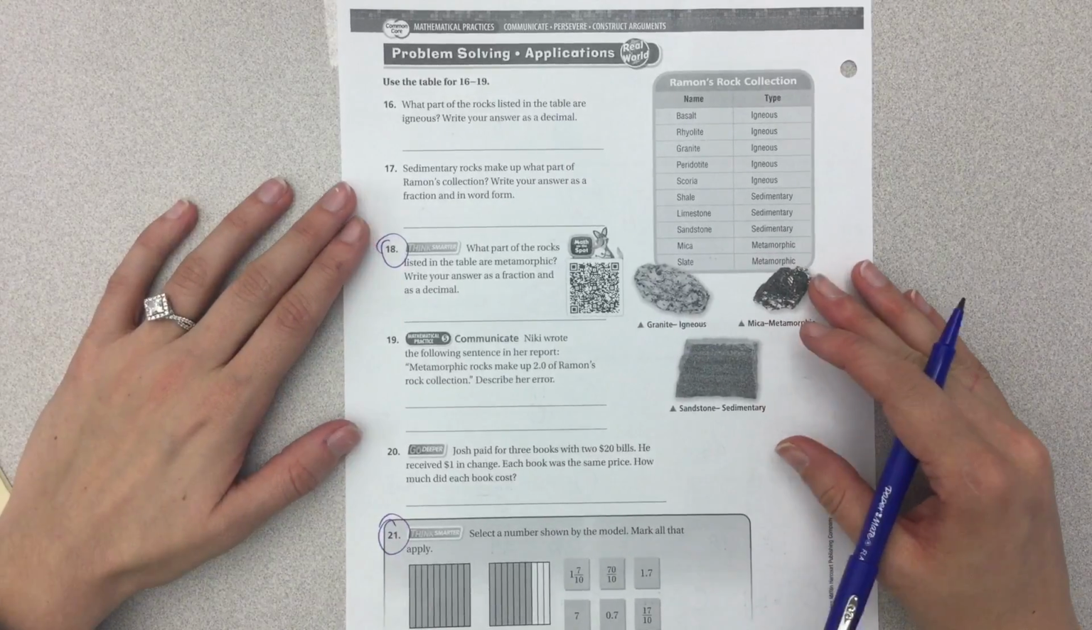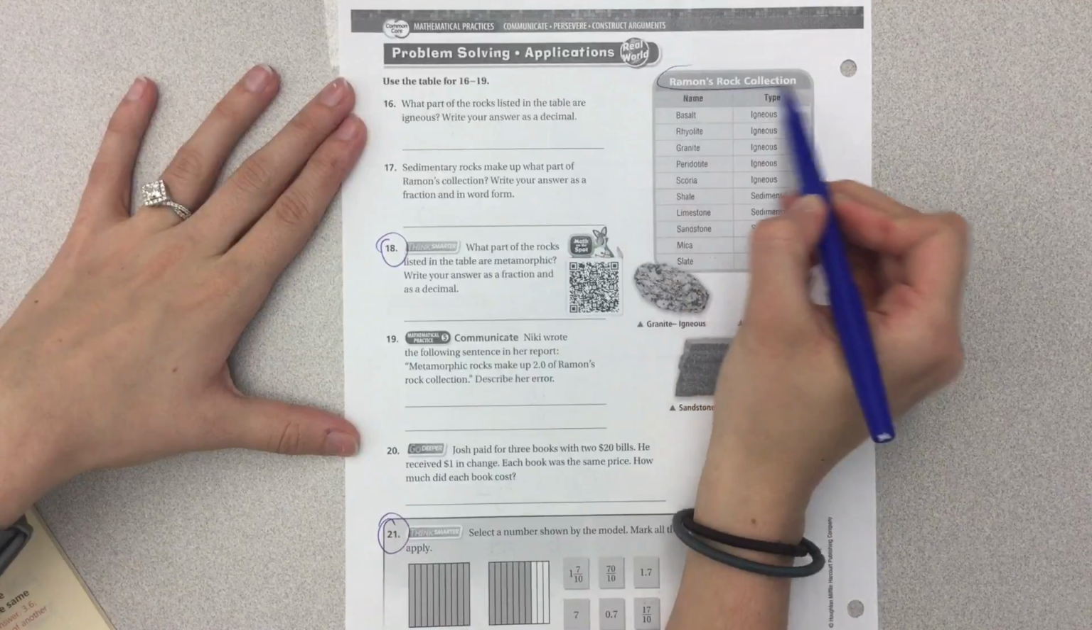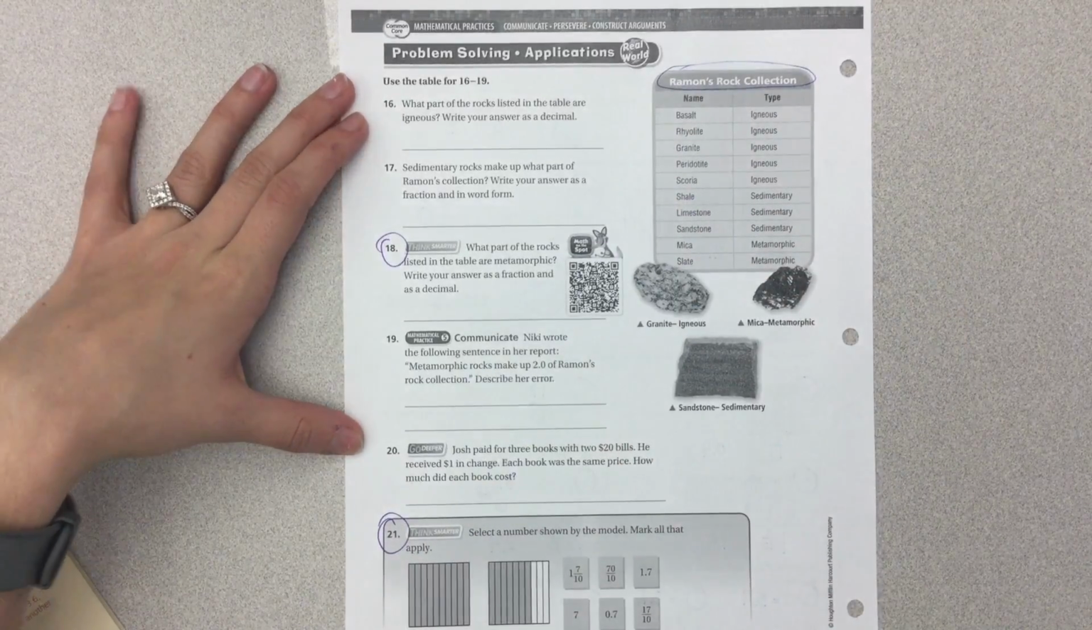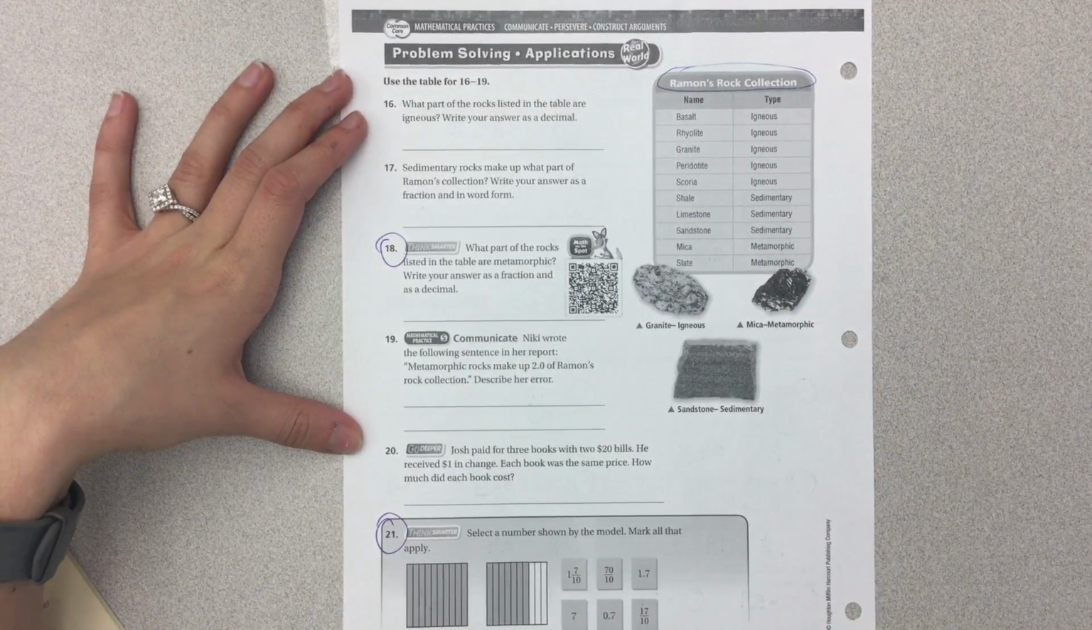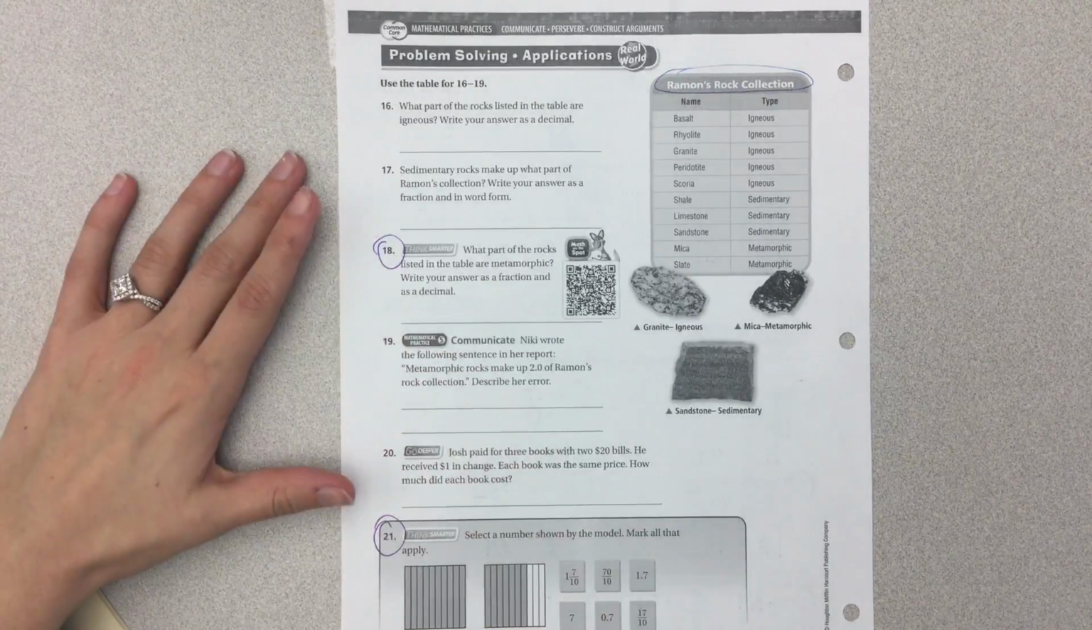And a couple more problems here. So on number 18, it wants us to look at this graph or this chart over here, and it wants to know what part of the rocks listed in the table are metamorphic. We need to write our answer as a fraction and as a decimal.